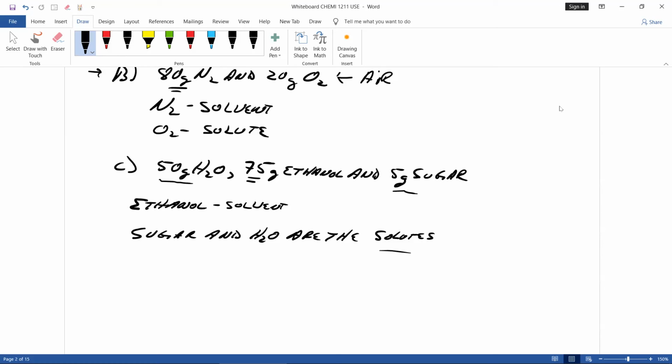Remember, solvent is the component present in the greatest amount. The rest of the components are called solutes. All right, let's continue.